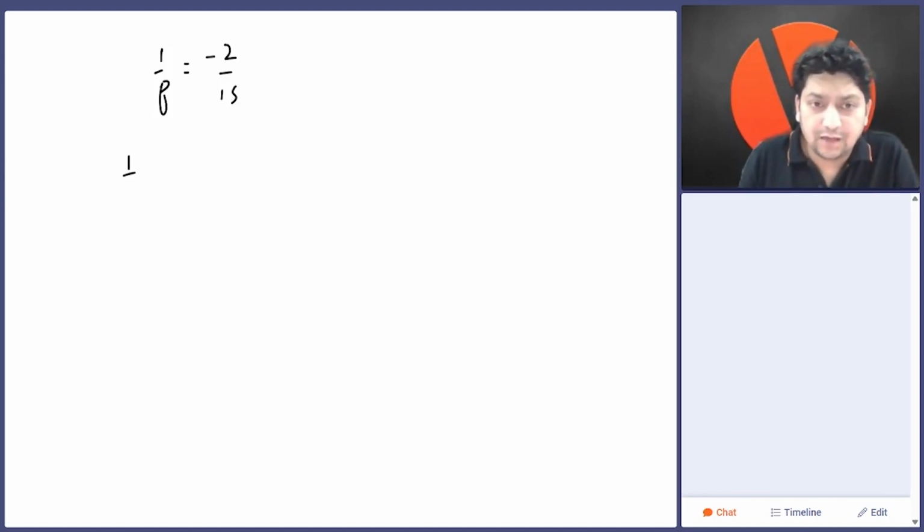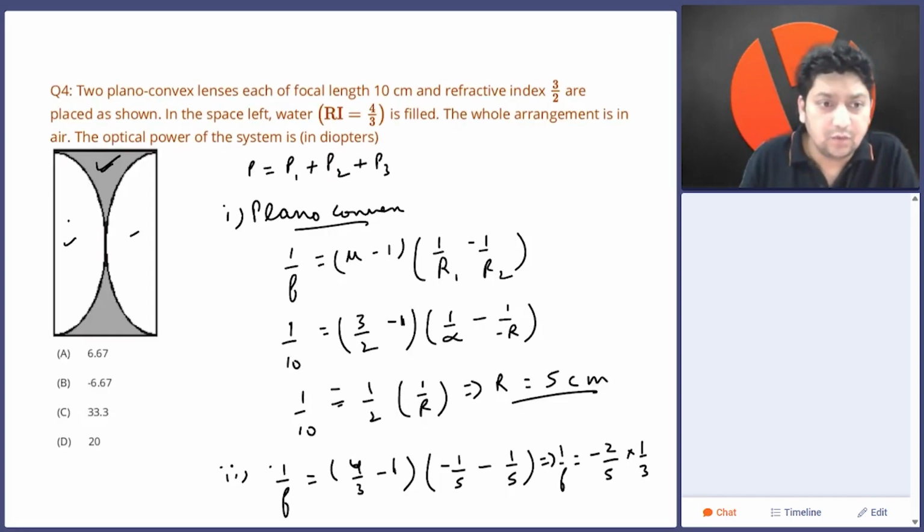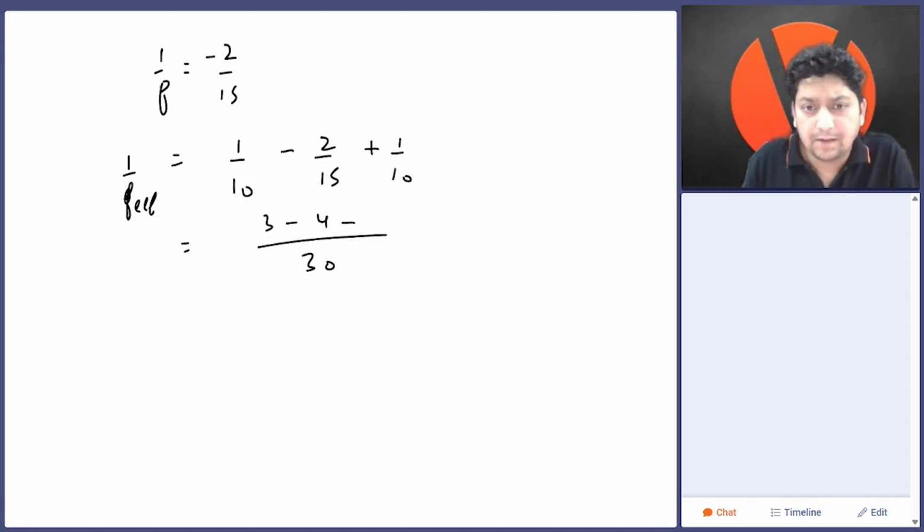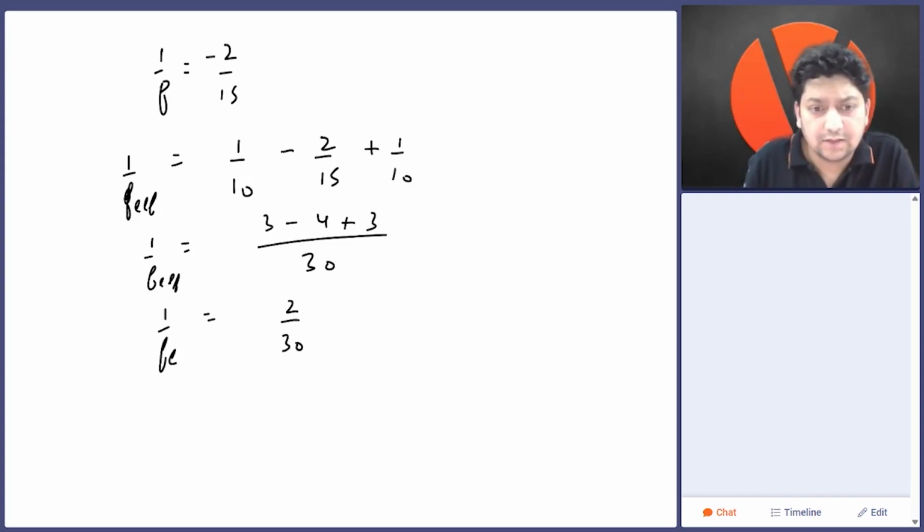Now let's figure out the effective focal length of the whole setup. Effective focal length: the focal length of plano-convex is 10 centimeter, so 1/10 minus 2/15 plus 1/10, right? Let's deal with it. Let's take the LCM, 30. So this is 3 minus 4 plus 3, which is 2 by 30. So 1 upon f, the effective focal length, is coming out to be equal to 15 centimeter, but we need to figure out the power.